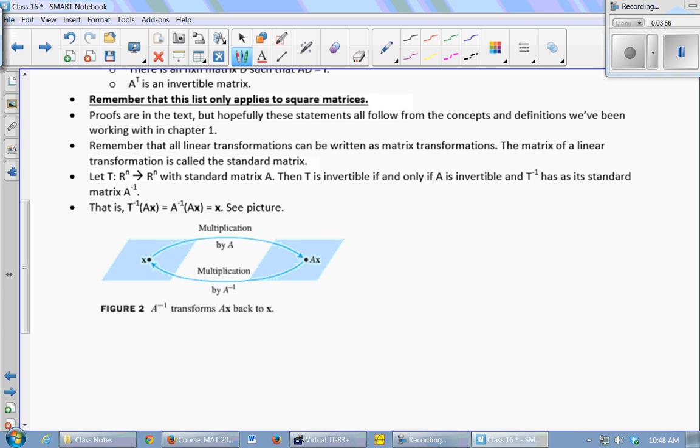So remember that every linear transformation can be written as a matrix transformation, and the matrix of a linear transformation is called its standard matrix. So if T is a linear transformation from Rn to Rn, and it's got standard matrix A, T is invertible if and only if A is invertible, and T inverse's standard matrix is A inverse, just as you'd expect. So multiplication by A takes a vector X to some new vector AX. If you multiply by A inverse, it just sends you back to where you started, X.